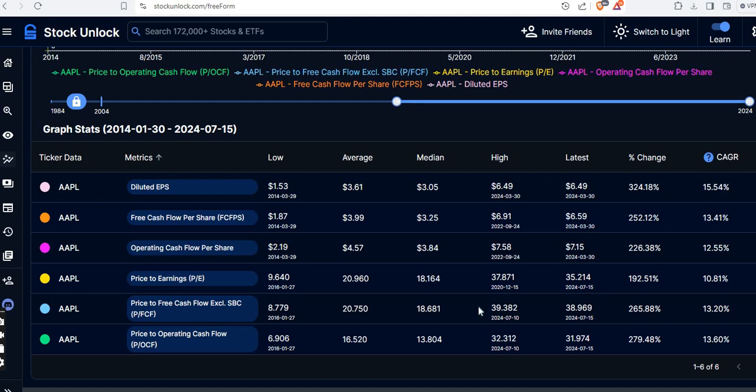So this is also important because it'll show you the average valuation going back 10 years, 20 years, or 5 years, whatever number you want to go. So if you look at Apple, the average price to free cash flow over the last decade is 20.75. It's currently at 38. So based on those numbers, it is extremely expensive where it's currently at. Even if you go back 5 years, average is 27. So it's still very expensive.